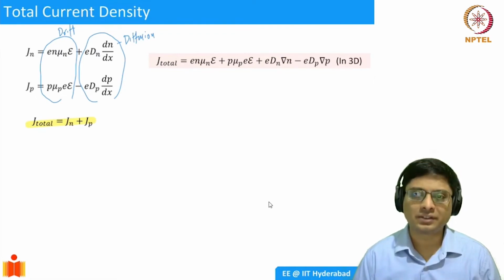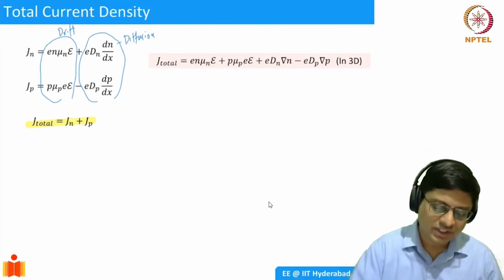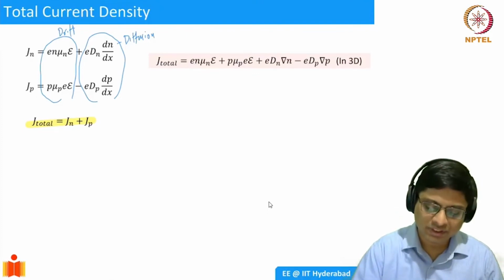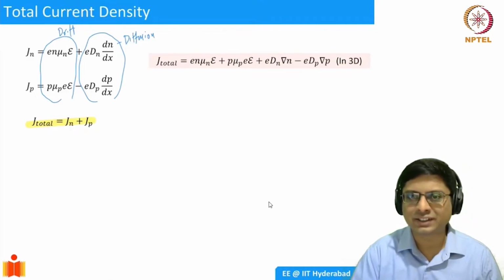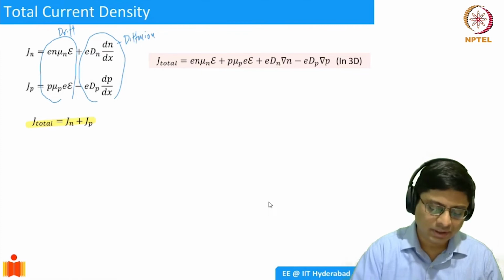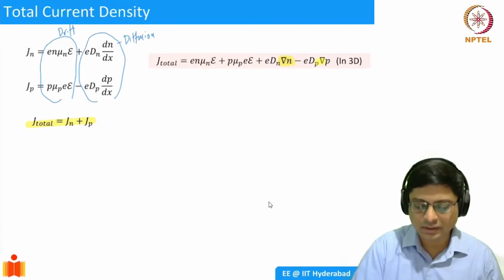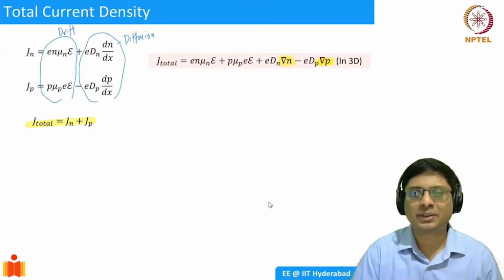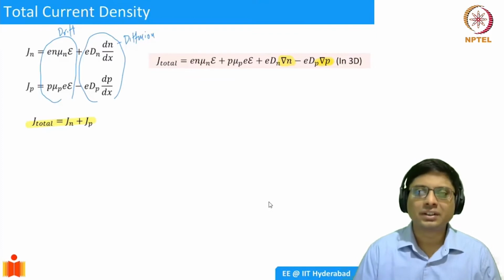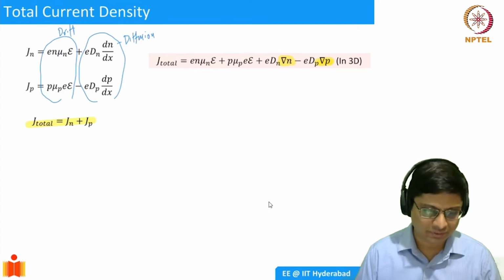But in general, if you have a full semiconductor, we have to use three-dimensional equations. In which case, these things become Ex, Ey, Ez. E becomes a vector, and then your concentration gradients, dn by dx, become the gradient of n and the gradient of p. So it has to be a full three-dimensional solution, which can be done using computers. We do it routinely, but for this course, we don't need it. We'll most of the time focus on the one-dimensional case.